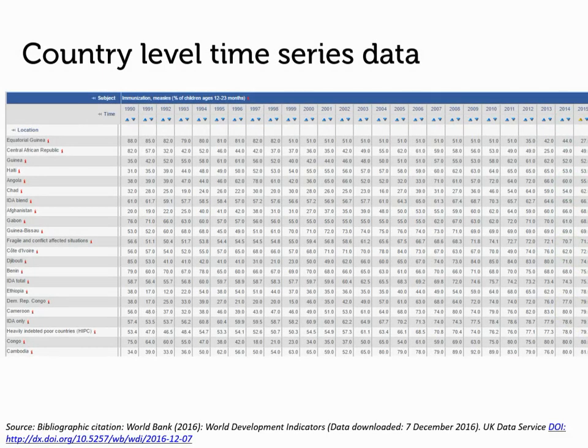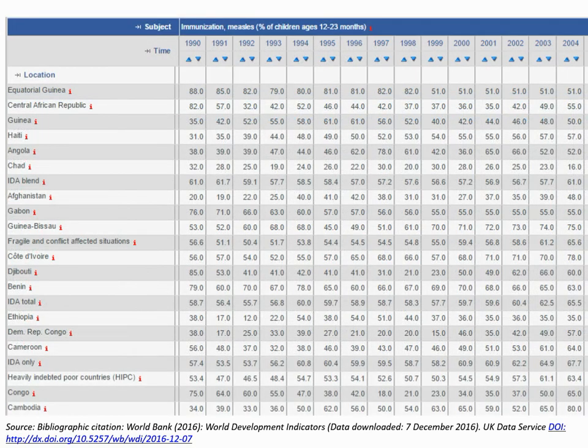Country or regional level aggregate data are often time series data where the measurements are taken at regular intervals and ordered by time. Time series data have periodicity, the frequency at which they are recorded. This could be every year, quarter, or month. Time series data are often presented as tables with time running across the horizontal axis. For example, here we see immunization rates reported as annual time series data for countries around the world.